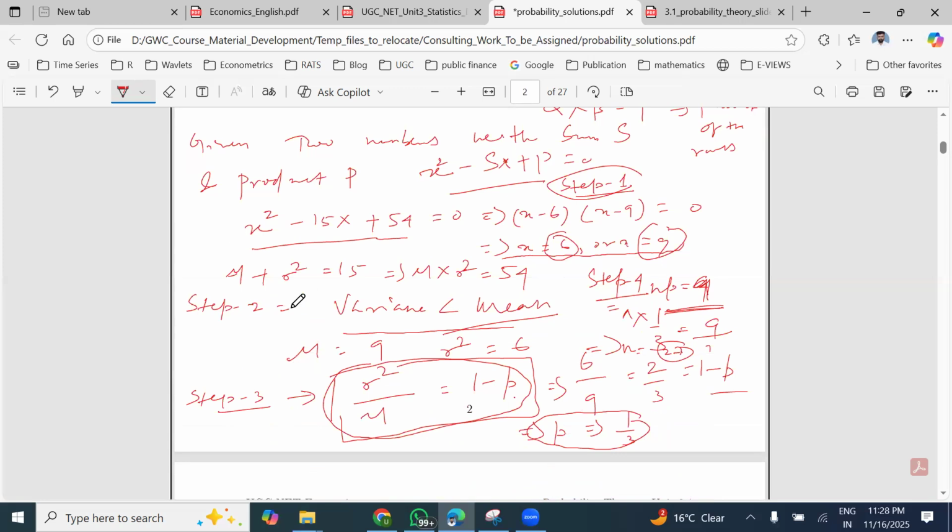Then step number 2 will be variance less than mean. The condition I already mentioned, right? And sir, as you mentioned, understanding the question is most important here. Then step number 3, sigma square upon mu. Actually, you need to remember these two conditions.